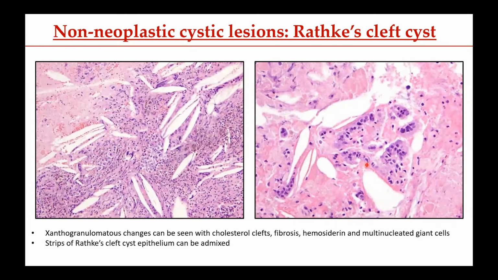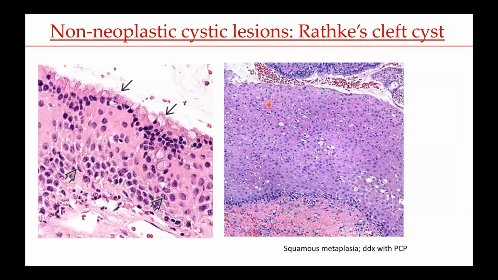It gets a little bit more complicated when there's cyst rupture and xanthogranulomatous changes with cholesterol clefts, fibrosis, hemosiderin, and multinucleated giant cells floating around in here. So in those cases, it requires a hunt for some of the neoplastic epithelium or the strips of cyst lining as well. Sometimes immunohistochemistry can help in those settings. What we do see sometimes is that there are Rathke's cleft cysts with very prominent squamous metaplasia, and then these start to look a little bit like papillary craniopharyngiomas.